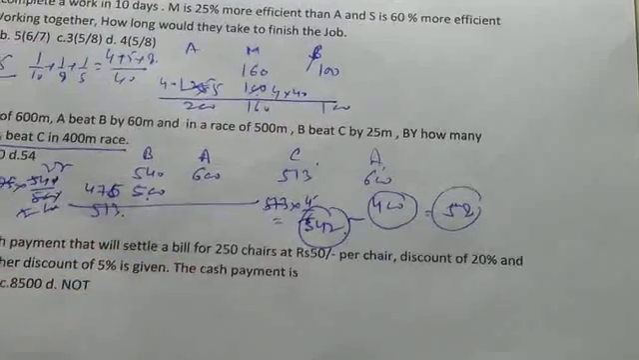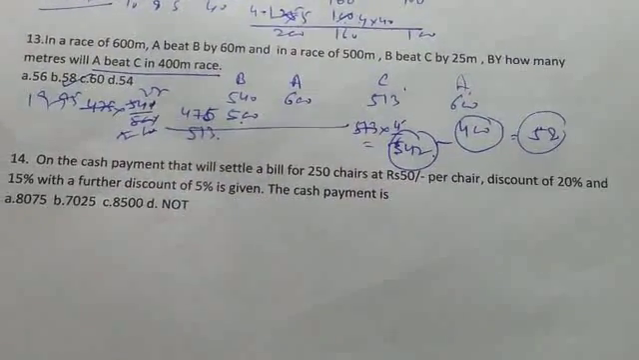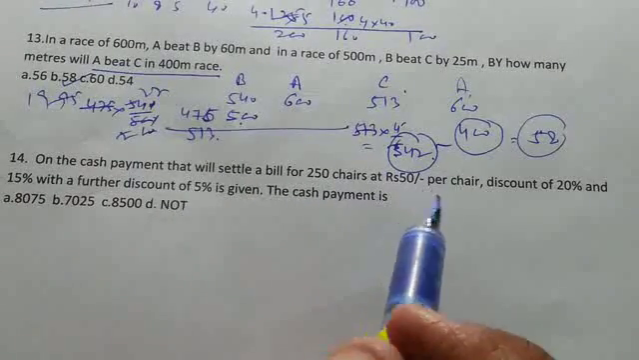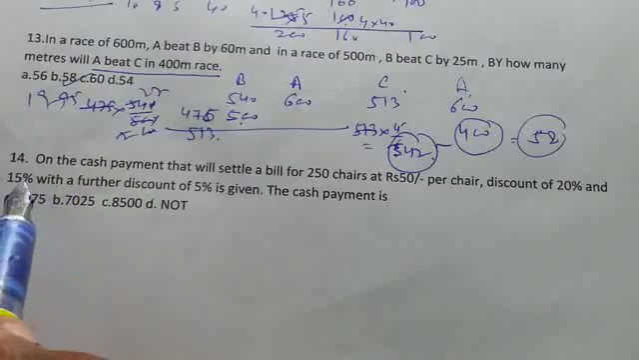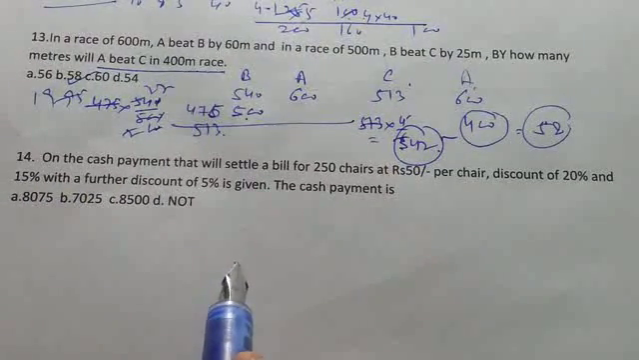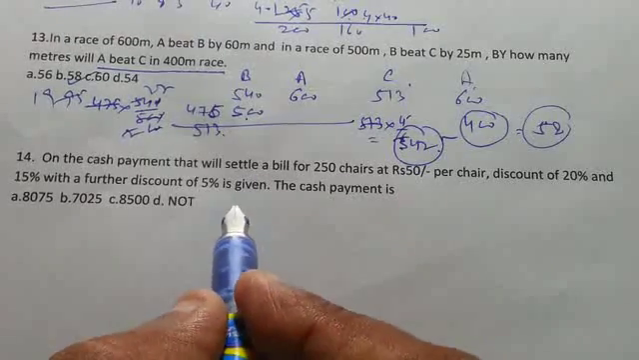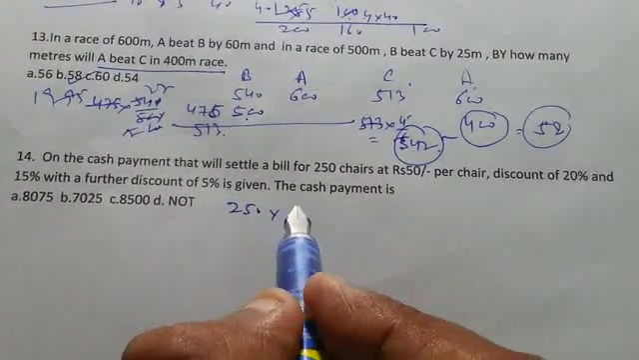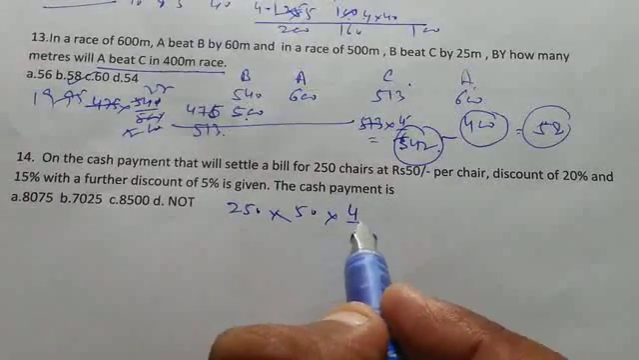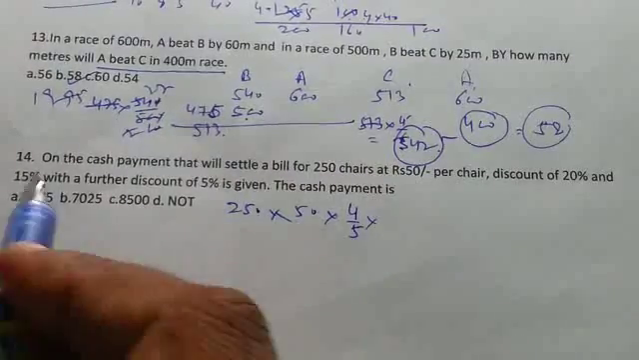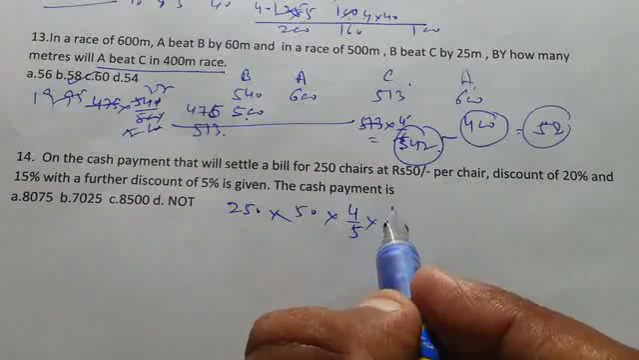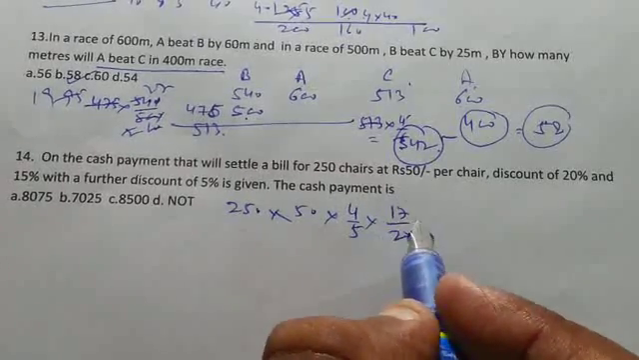This is the answer. Now let us see the another question, 14th. On a cash payment that will settle a bill for 250 chairs at rupees 50, discount of 20%, then discount of 15%, then discount of 5%. So it is the case of successive discounts. So what will be the answer? So it is very easy. We are having 250 chairs. We are having cost as 50 per chair. Discount of 20% means we have to give 4/5 of the value. Discount of 15% means we have to give 85%. So 85% means it is 17 upon 20th of the value we have to give.